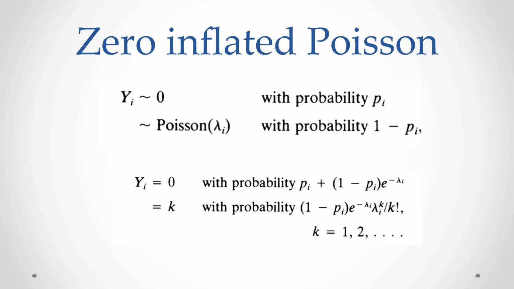So thus yi follows a distribution such that yi is equal to 0 with probability pi plus (1 minus pi) e to the power minus lambda i, and equal to k with probability (1 minus pi) e to the power minus lambda i, lambda i to the power k by k factorial, for k equal to 1, 2 and so on.